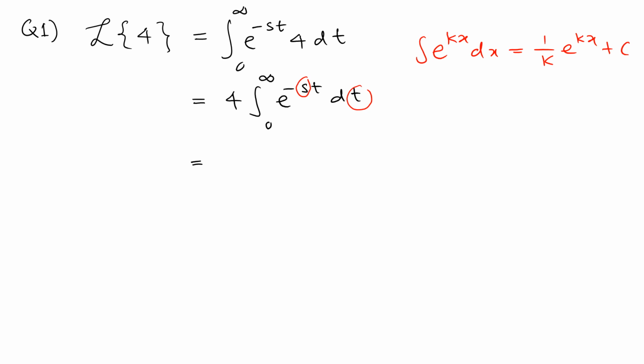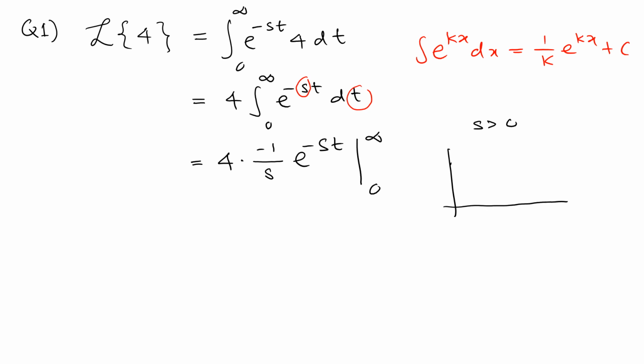That means we can write this as 4 times, since negative s is a constant, negative 1 over s, with the negative sign up there, times e to the minus st, and you evaluate at infinity and 0. Let's look at the behavior of the exponential function, and we assume that s is positive. You know the graph of the exponential function, which starts at 1 and then decays. That's the graph of e to the minus st for positive s, and you can see it's going to go to 0 at infinity.